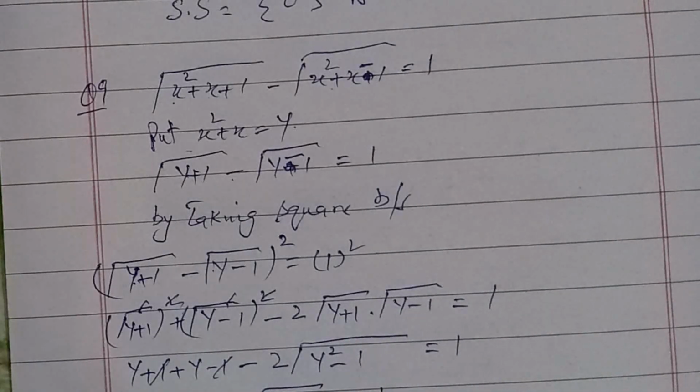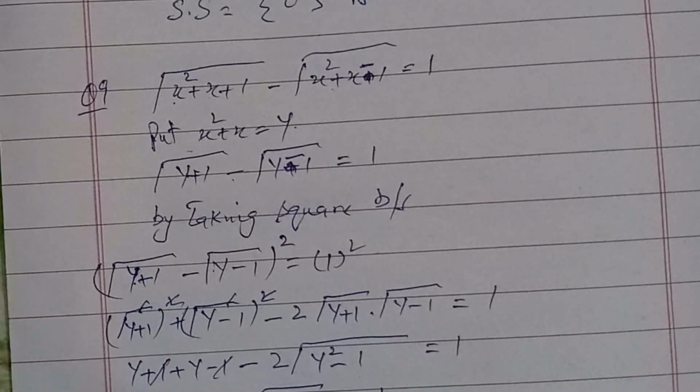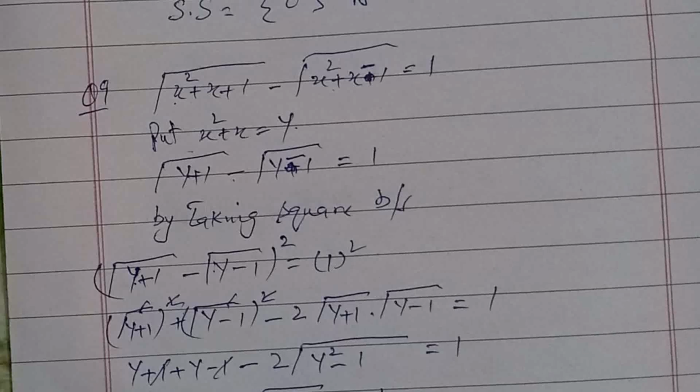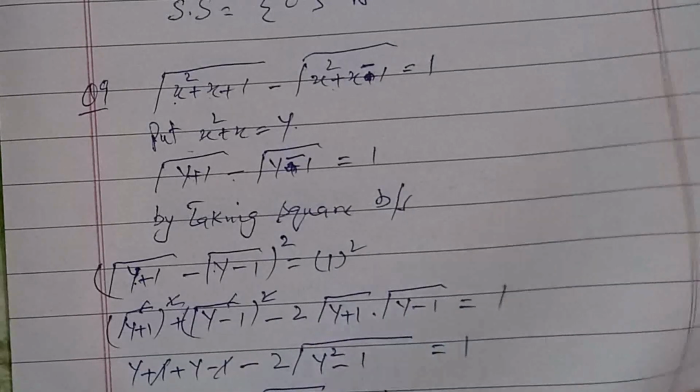Now we shift this minus value on the other side. We get 2y − 1, since 1 is shifted to the left side, and −2√(y² − 1) on the right side. We get 2√(y² − 1), and this is our equation: 2y − 1 = 2√(y² − 1).